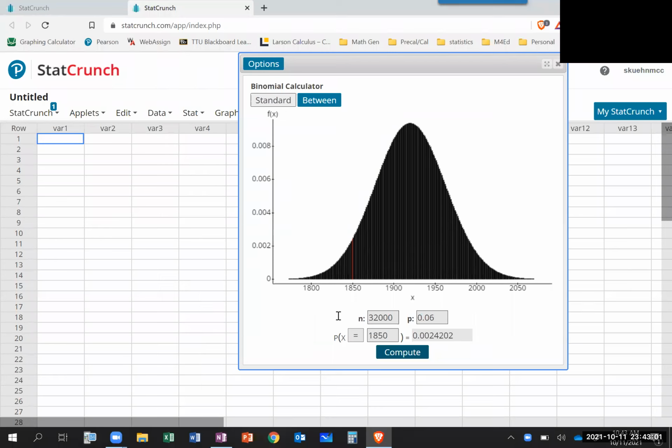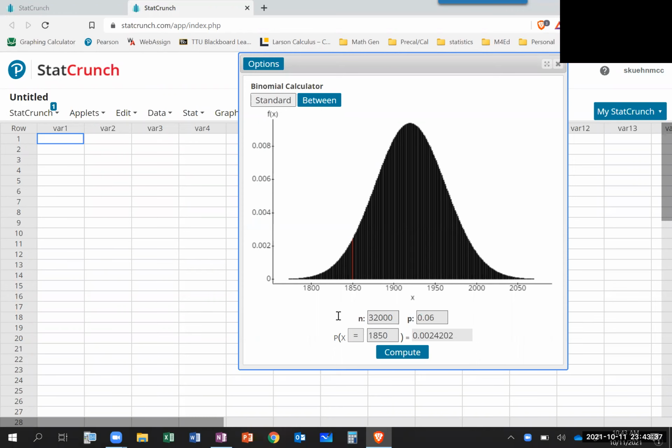Why do you suppose that is? Why do you think that it's more filled in? Because the sample size is so large. Remember, each one of these vertical lines actually represents a discrete value, right? So I've got 32,000 lines up there basically. So what is the probability of getting exactly 1850? 0.0024. Does everybody see where that's at?